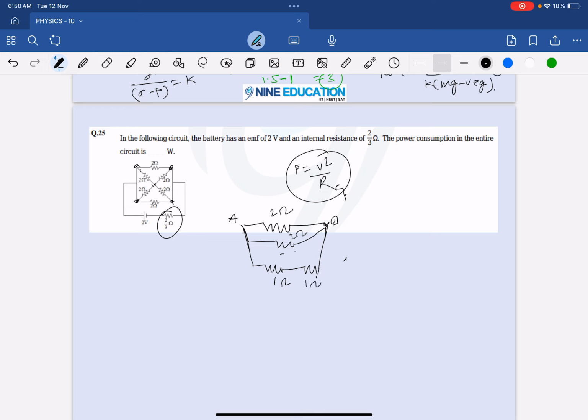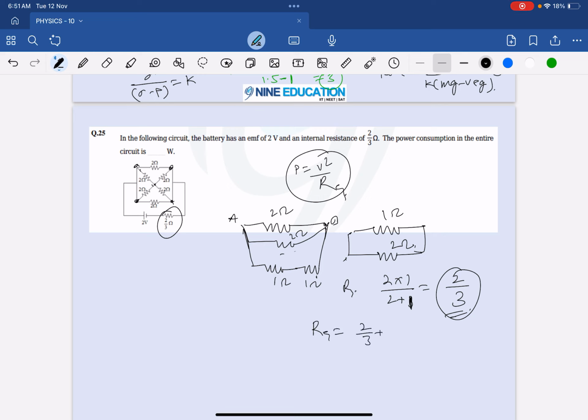So now we have 1 ohm, 2 ohm, and here 2 ohm, 1 ohm, and 1 ohm here, and here 2 ohm. Yes or no? Correct. So here it is 2 into 1 divided by 2 plus 1, which is 2 by 3. So R equivalent is 2 by 3. Down also we have the same, so the total R equivalent is 2 by 3 plus 2 by 3, which is basically 4 by 3, right?